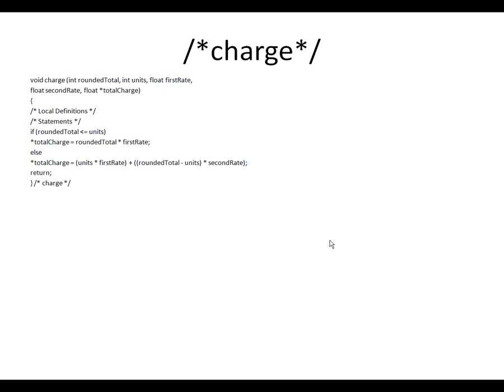So I check to see if the rounded total is less than or equal to units. If it is, then the total charge would be calculated by multiplying the rounded total times the first rate. Otherwise, my charges would be equal to units times first rate plus rounded total minus the units times the second rate. And then I return nothing out of this routine.